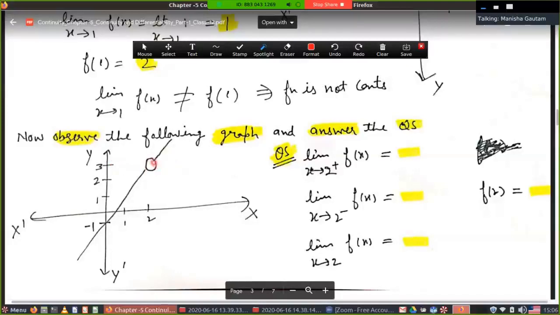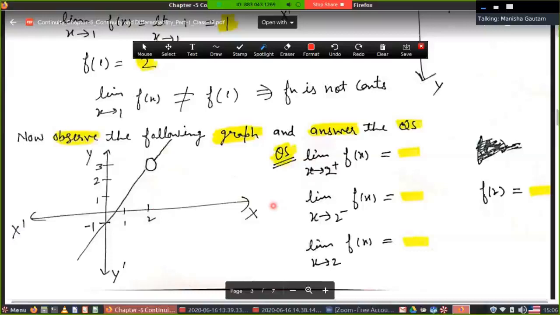You are getting 3. When you are approaching from the left hand side towards 2, you are again getting the value 3. But at x equal to 2, what is the value? It is open here. It means what? At 2, the function is not defined. So at x equal to 2, you can't get the value. Left and right, both limits are equal. Can you say the function is continuous?